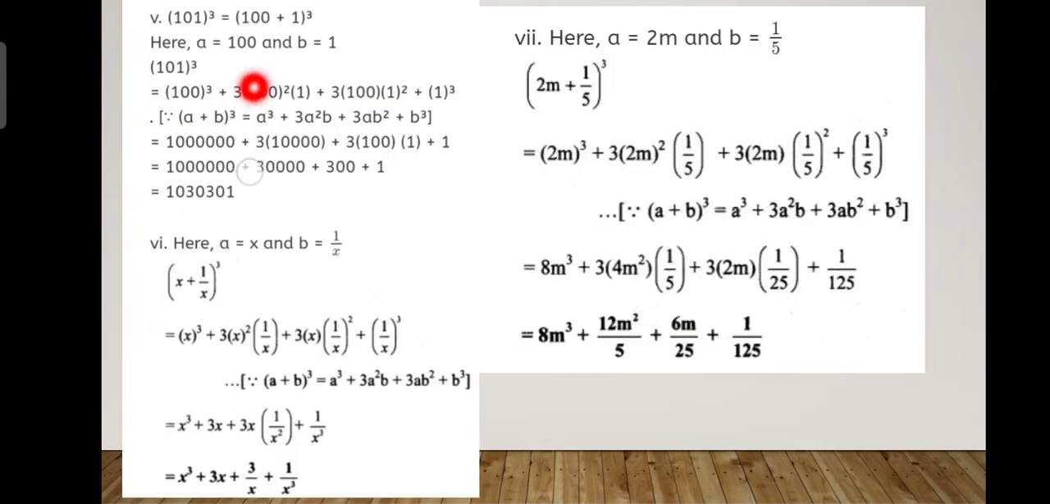So how could we write 101, 100 plus 1 the whole raised to cube. Here a is 100 and b is 1. So 101 cube का 101 the whole raised to cube क्या आएगा, 100 cube a cube plus 3 into a square. So 3 into 100 का square into b 1 plus 3 into a that is 100 into b square that is 1 square plus 1 का cube.